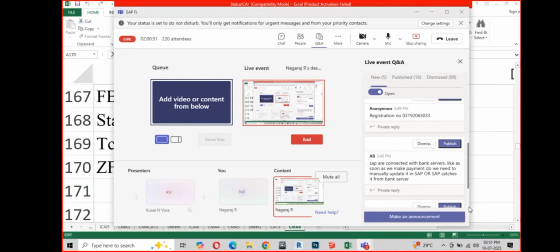SAP connected with bank service, like as soon as we need to manually updating. Just wait for this. I will tell you how this happens. Okay.